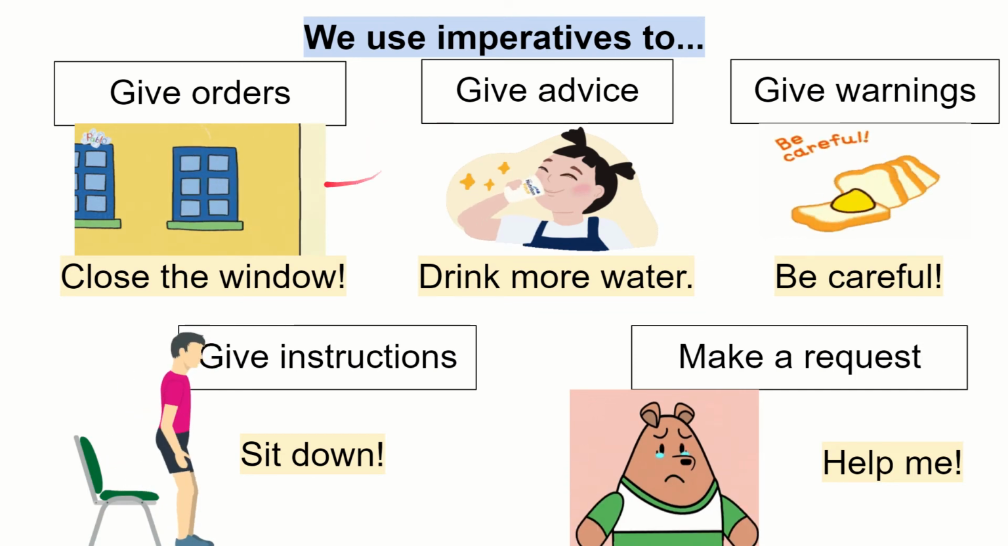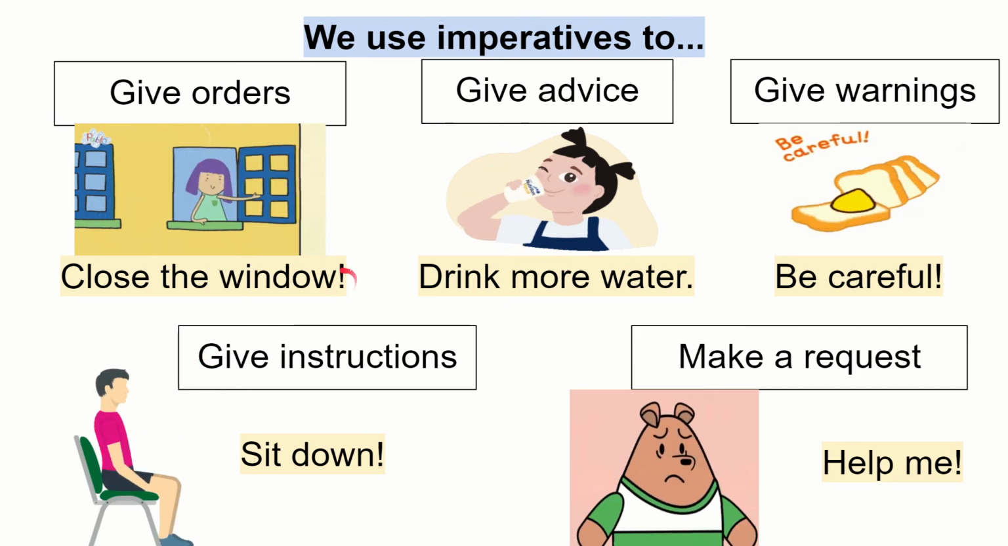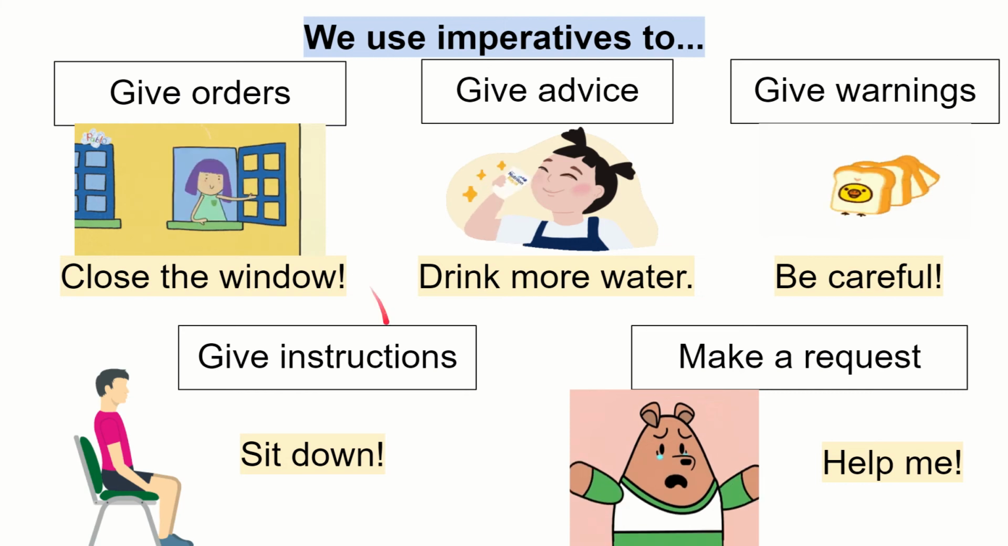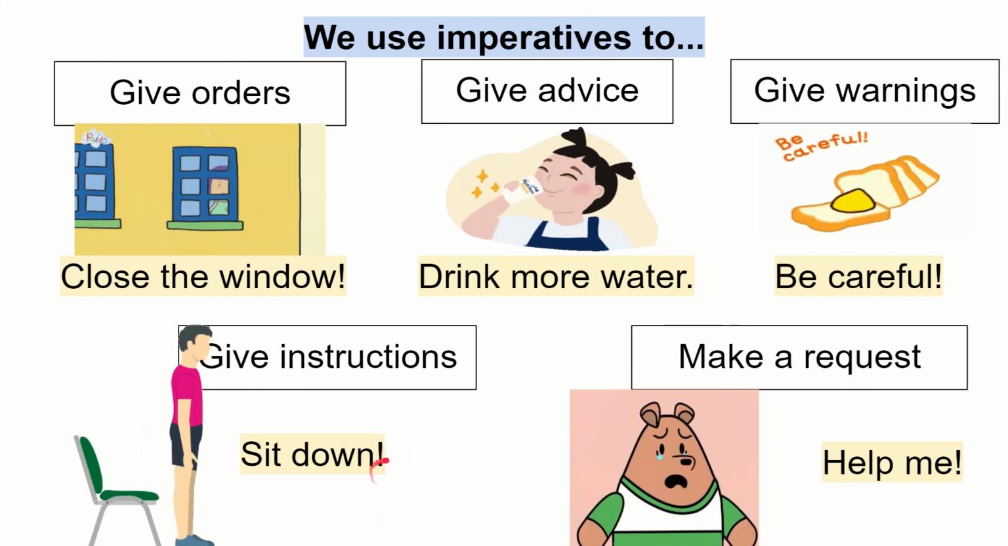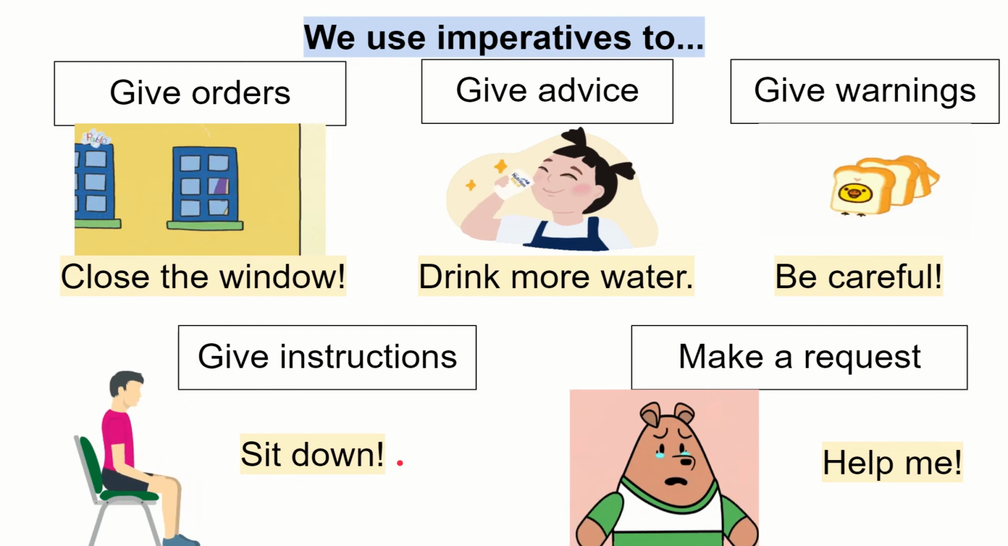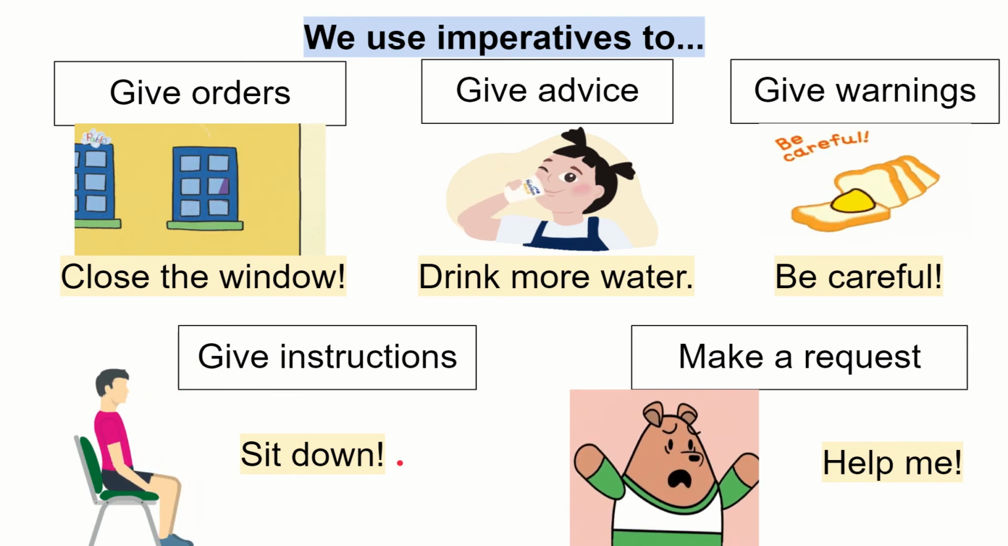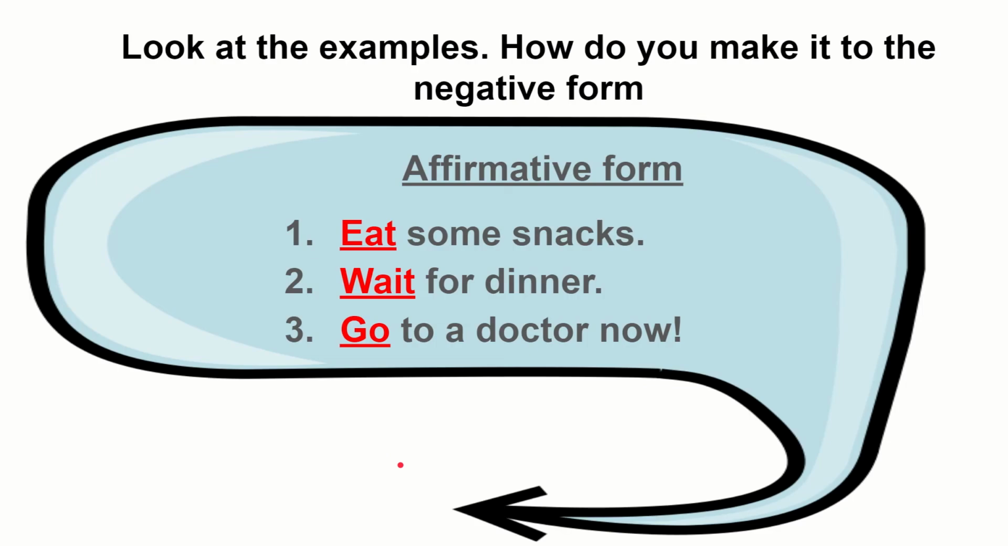If you notice, imperatives have an exclamation mark. Most of the imperative sentences have that exclamation mark behind the short simple phrases. Look at the examples. How do you make it to the negative form?